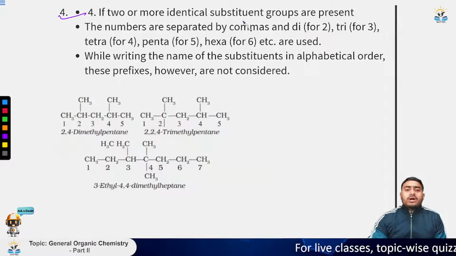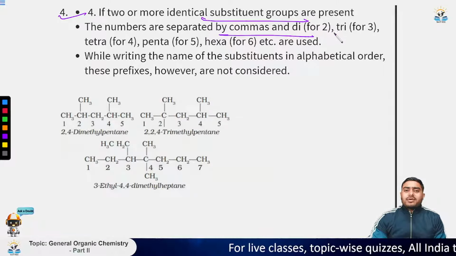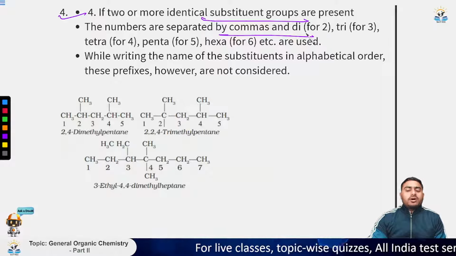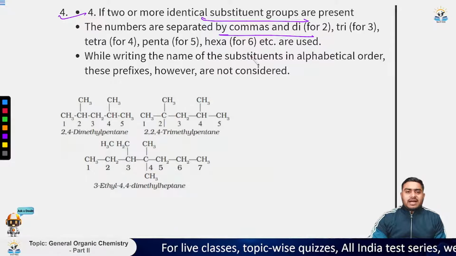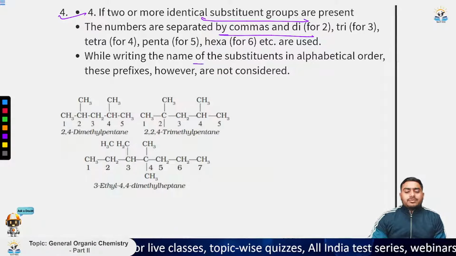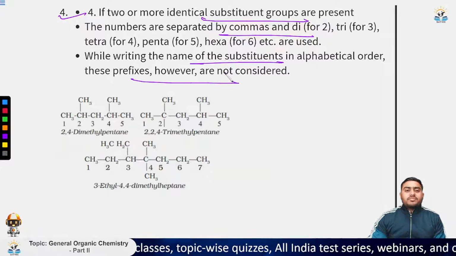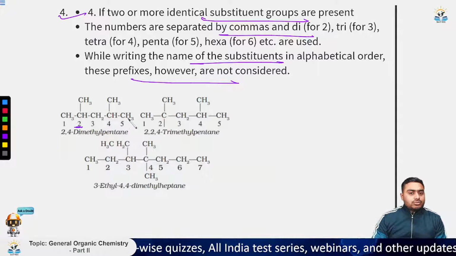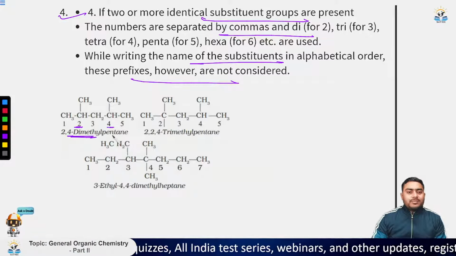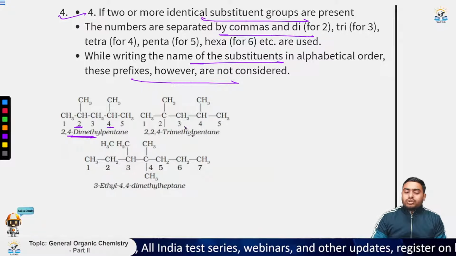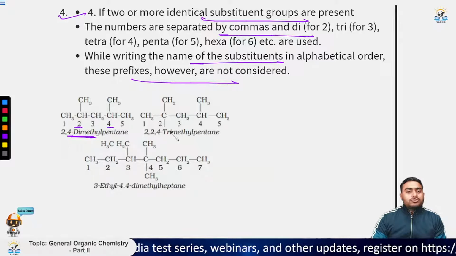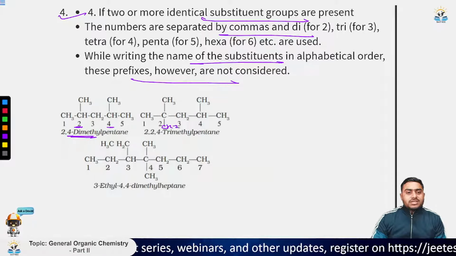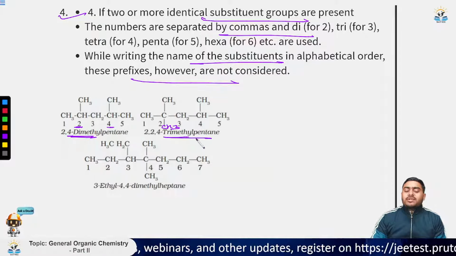If two or more identical substituents are present, the numbers are separated by commas, and as I told you already, you have to use di, tri, tetra, penta, hexa. While writing the names of the substituents in alphabetical order, these prefixes are not considered, right? So you can see here this is 2 and 4, so 2,4-dimethylpentane. Similarly 1 2 3 4 5, 2,2,4, it should be CH3, so 2,2,4-trimethylpentane.